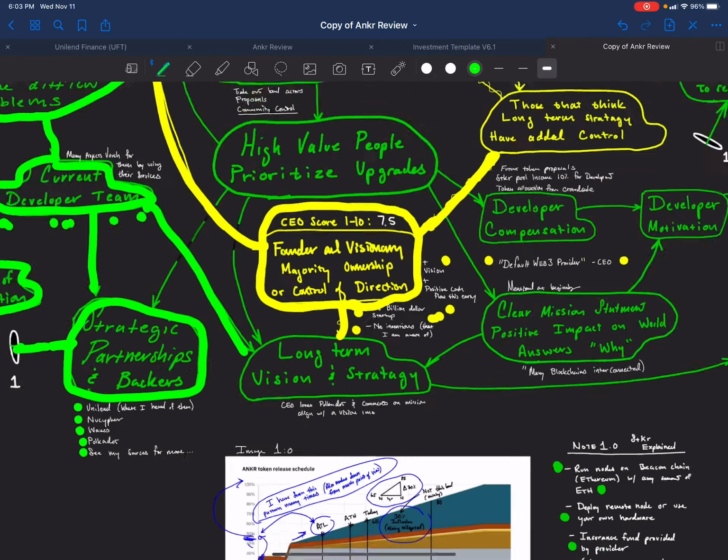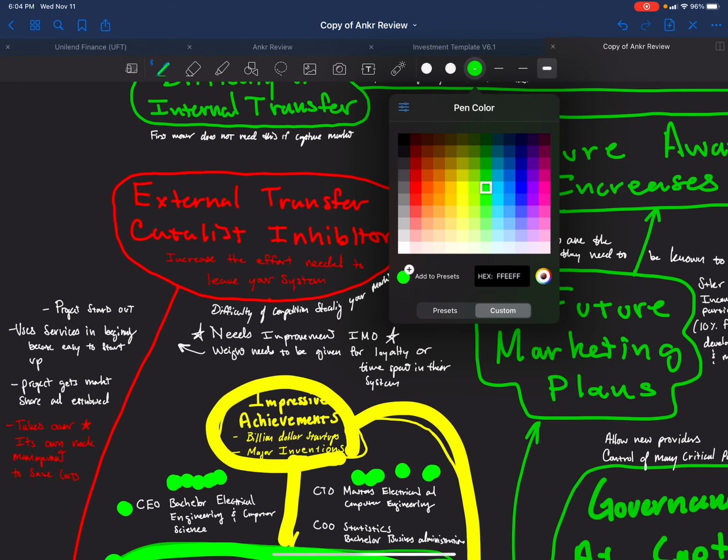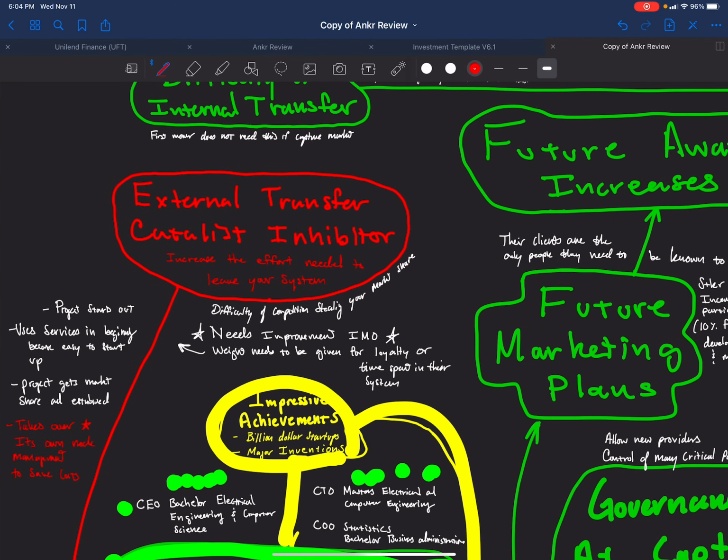Okay, so this is one of the weaknesses I saw, or I think is a weakness, and maybe I missed it. So external transfer catalyst inhibitor. So they offer these services for startups who are getting going. So I said this, I think this needs improvement. What I'm saying is they probably need to give weight for loyalty or time spent in their system so that you get a level of dedication to them.